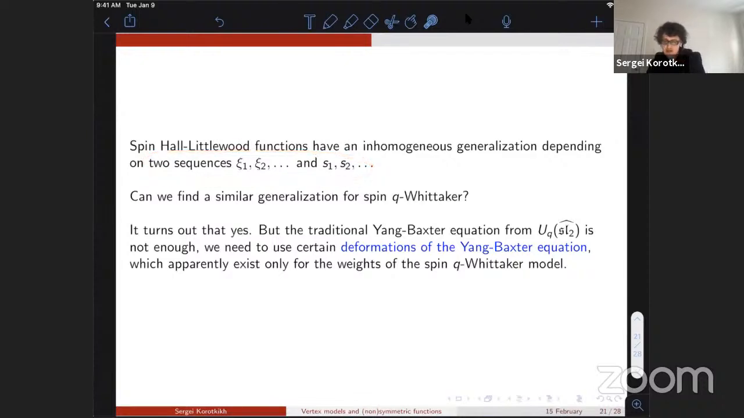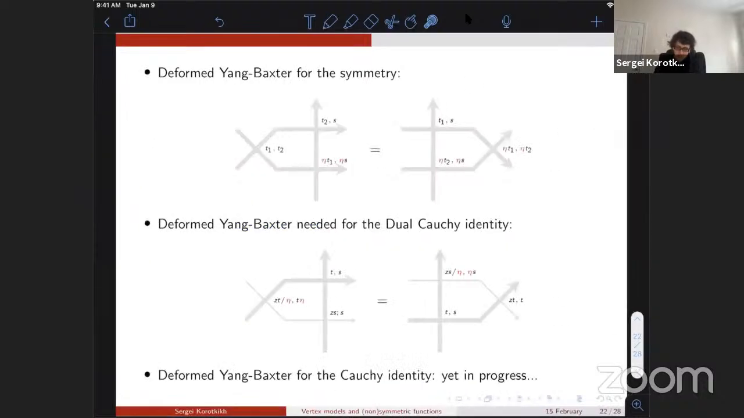But instead, it turns out that we need some sort of deformation of the Yang-Baxter equation, which we can prove combinatorially, but finding some algebraic motivation for its existence, we still have no idea how to do this. And let me show what I'm talking about.